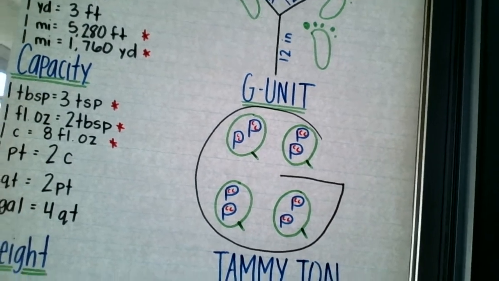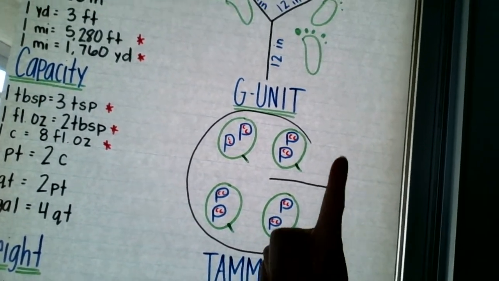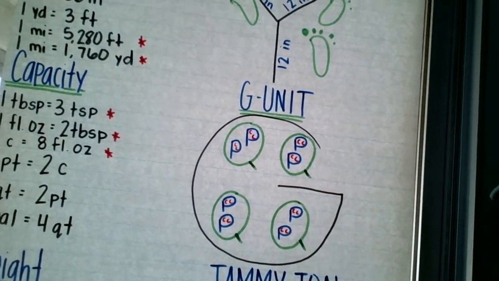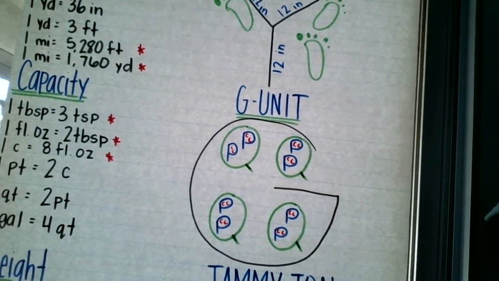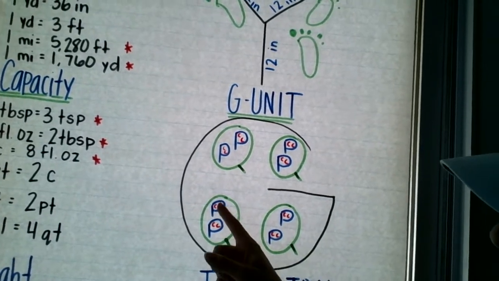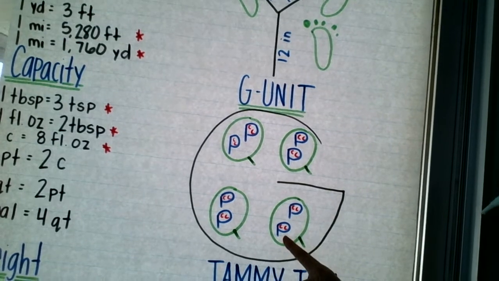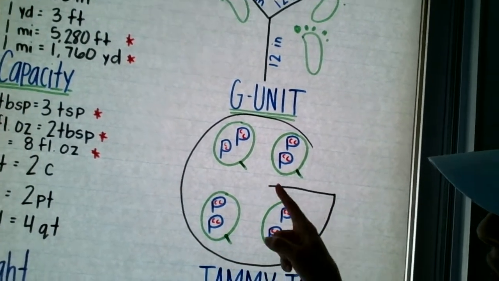What if I were to ask you, how many cups are in 1 gallon? So here's our G, 1 gallon. And I want to know how many cups are in there. Remember, cups are the little red ones. So 2, 4, 6, 8, 10, 12, 14, 16. 16 cups are in 1 gallon.